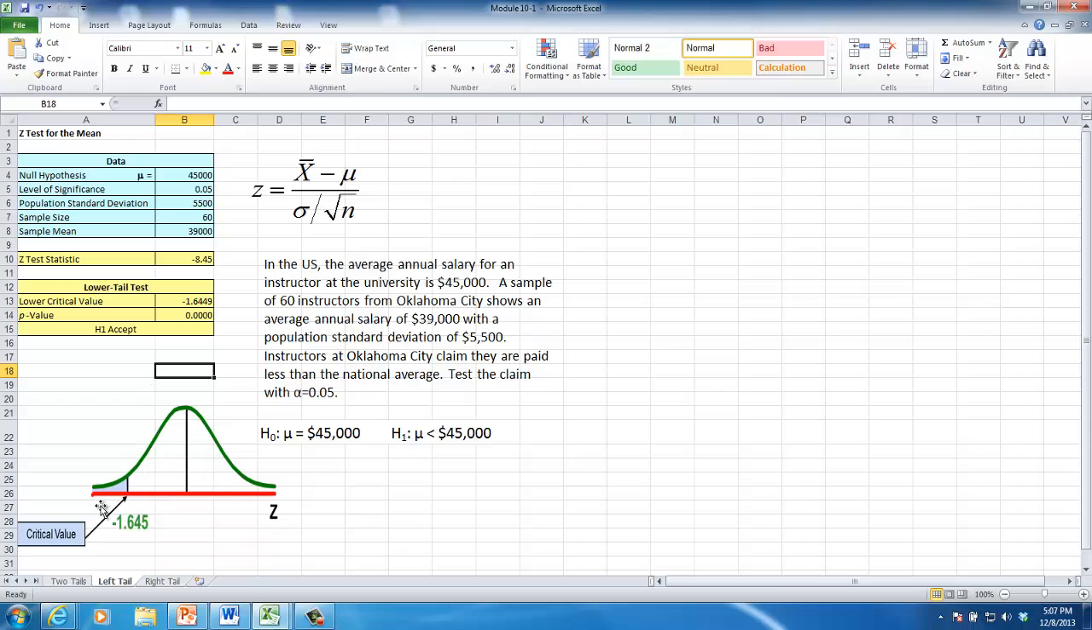So where is minus 8.45 on this graphic? It will be beyond this critical value. So the decision is H1 accept, H0 reject, which means with 95% confidence we can say Oklahoma City instructor salary average is less than the national average. I can tell this with 95% confidence.